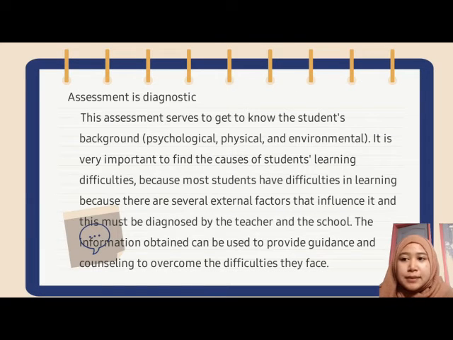2. Assessment is diagnostic. This assessment serves to get to know the student's background in psychological, physical, and environmental terms. It is very important to find the causes of students' learning difficulties because most students have difficulties in learning because there are several external factors that influence it, and this must be diagnosed by the teacher and the school. The information obtained can be used to provide guidance and counseling to overcome the difficulties they face.